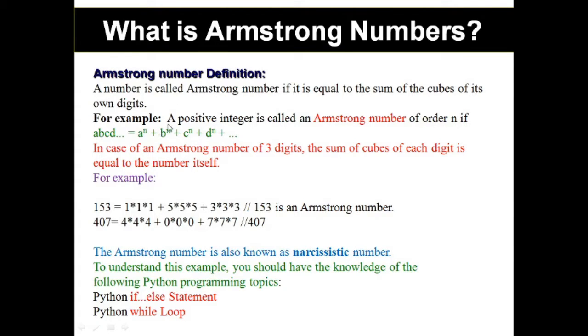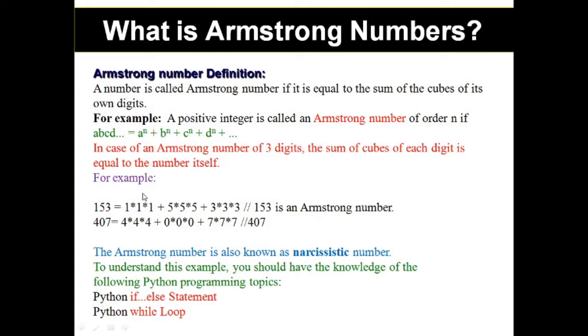In general, a positive integer of order n is called an Armstrong number if, suppose our input is ABCD, then it equals A raised to n plus B raised to n plus C raised to n, and so on, adding all these terms into a single number. In the case of a 3-digit Armstrong number, the sum of the cube of each digit is equal to the number itself. For example, 153.